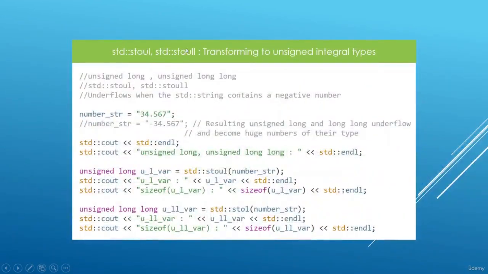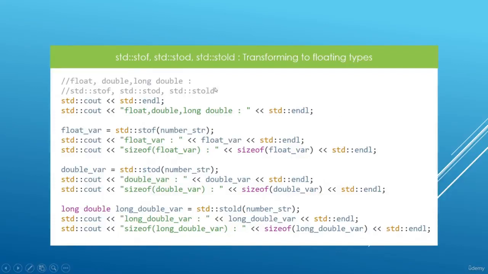We also have versions that are going to work on unsigned integral types. So we have stoul, which is going to give us an unsigned long type, and we have stoull, which is going to give us an unsigned long long type. This should be stoul, but we're going to correct that when we hit Visual Studio Code. We also have versions that are going to give us floating types, and these are respectively stof, which is going to give us a float, stod, which is going to give us a double, and stold, which is going to give us a long double.